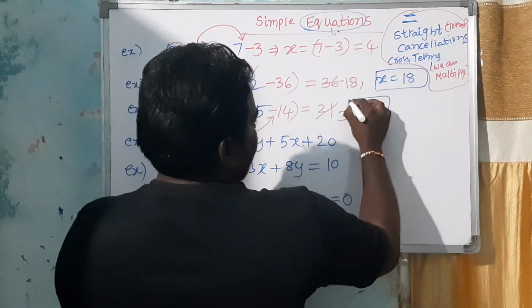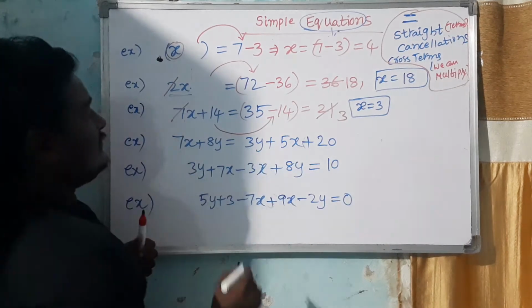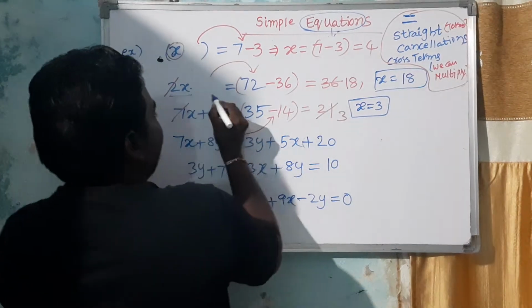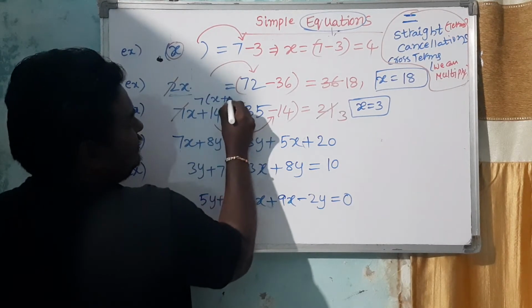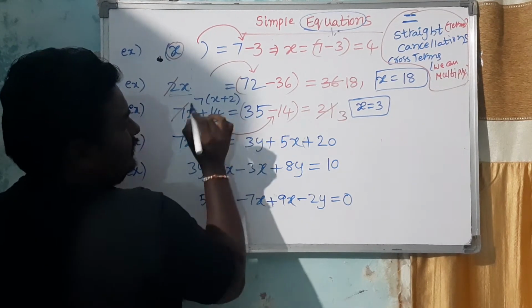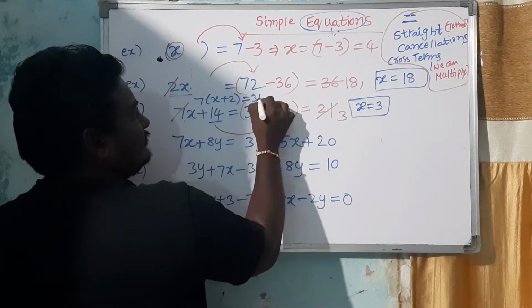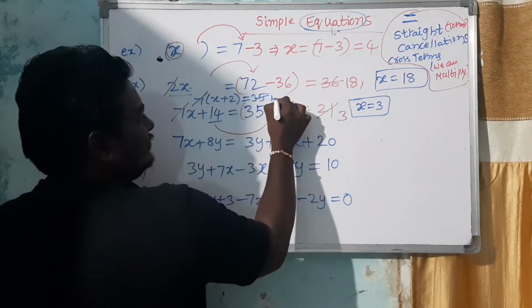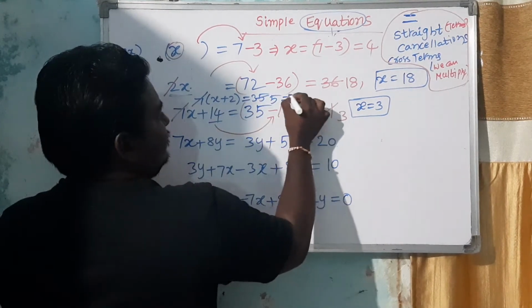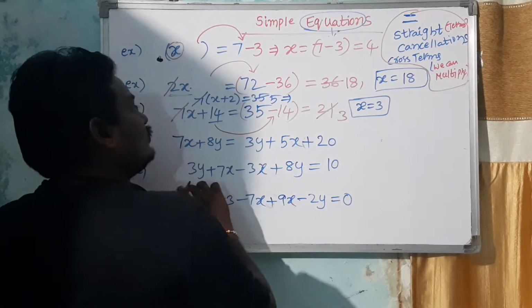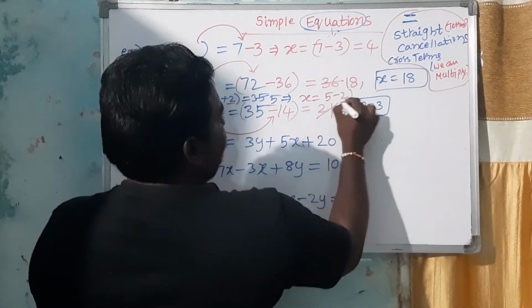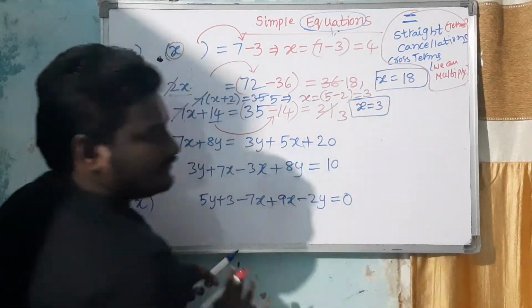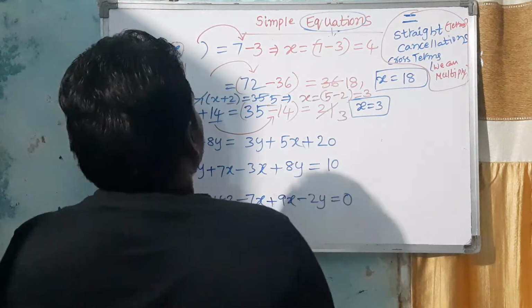Or see this. Take 7 common here. 7 into x plus 2 equal to 35. So 7 fives directly, x plus 2 equal to 5. Transform this 2 to that side, x equal to 5 minus 2, which is nothing but 3. So x is equal to directly 3.